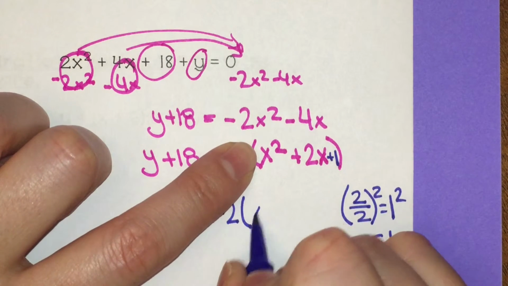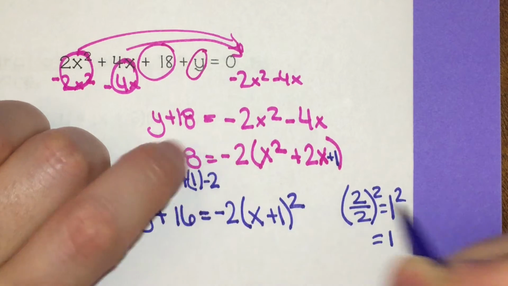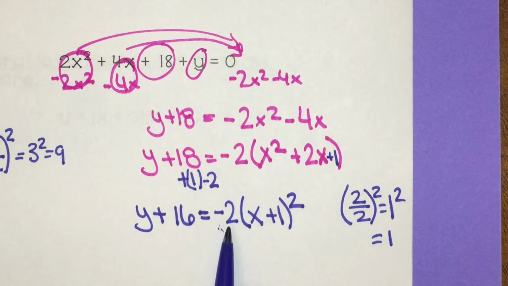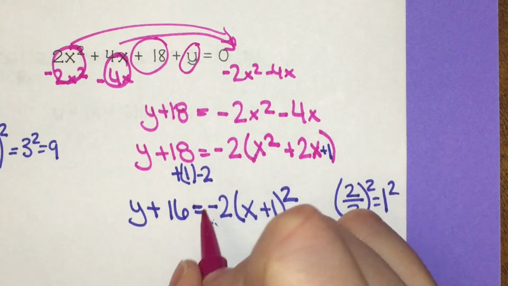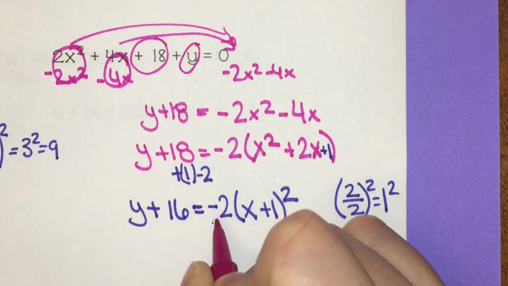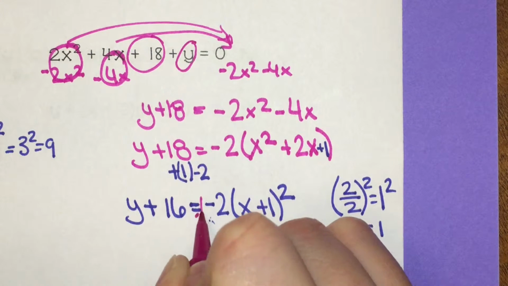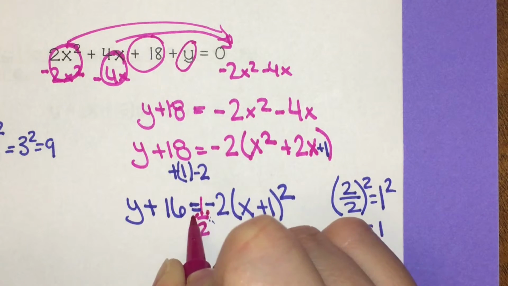Square root of x squared is x. Square root of 1 is 1. And that is squared. Okay, so in this case, I do need to get rid of that negative 2 that's multiplied by my x plus 1 squared. So I'm going to multiply both sides by negative 2. I can divide both sides by negative 2, or I can multiply by 1 over negative 2. So I'm just multiplying this by 1 over negative 2.